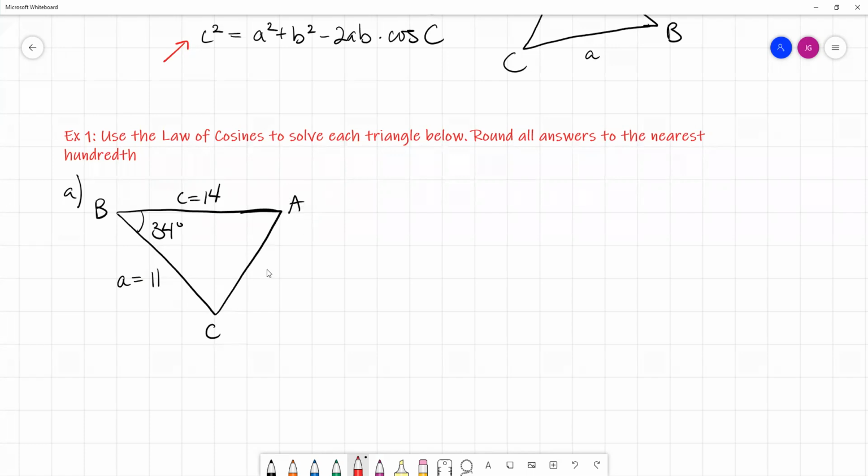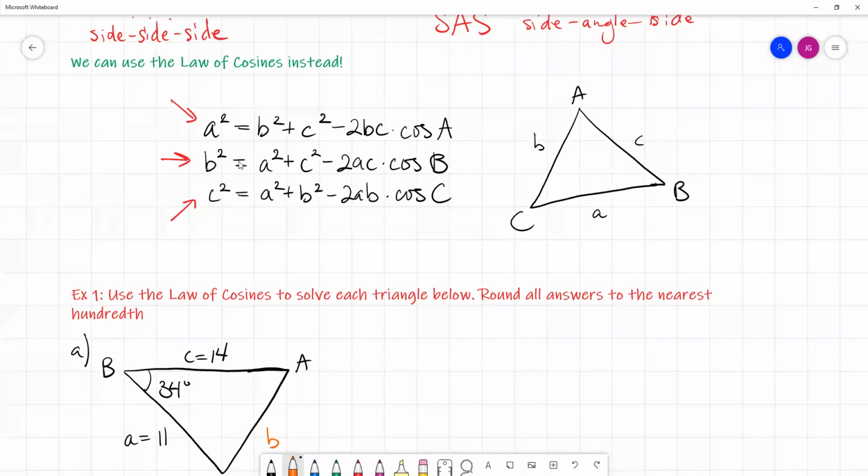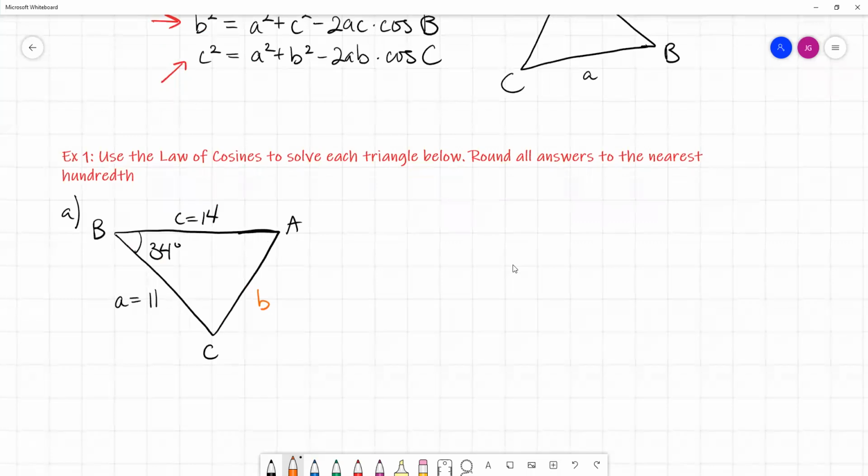We're going to solve for side B, okay? So that's going to be our first goal, to solve for side B. And so in that case, I'm going to use the second equation because that is solved for b. I would just at the end need to take a square root. Okay, so let's write out the equation first that we're going to use.